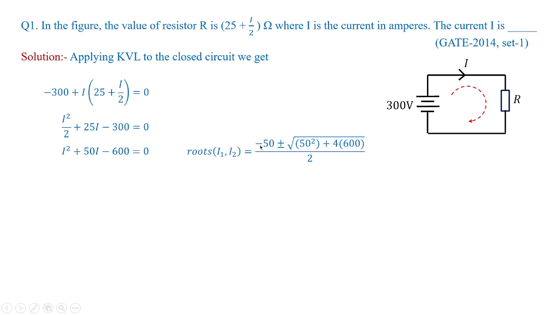So this becomes minus 50 plus or minus under root of 50 square plus 4 into 600, divided by 2, which gives the values 10 amperes and minus 60 amperes. Since it's a GATE related problem and we need to concentrate only on the positive value, the value of current would be 10 amperes.